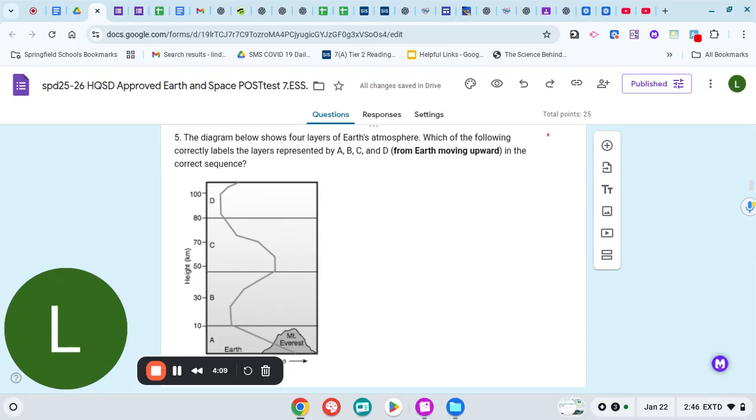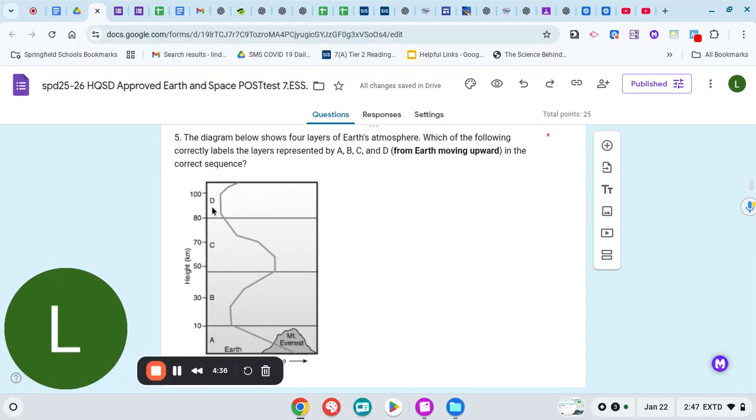Number 5. The diagram below shows the layers of Earth's atmosphere. Which of the following correctly labels the layers represented A, B, C, and D from Earth moving upward in the correct sequence? So this is A, closest to the Earth. This is B, above that. This is C, close to outer space. And by the time you reach D, you're up into outer space.